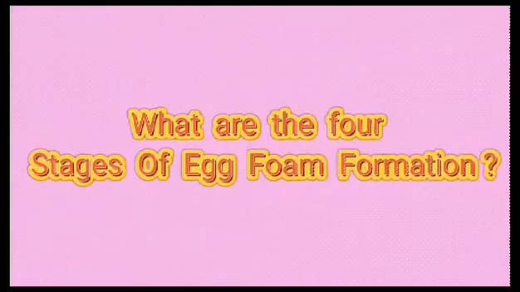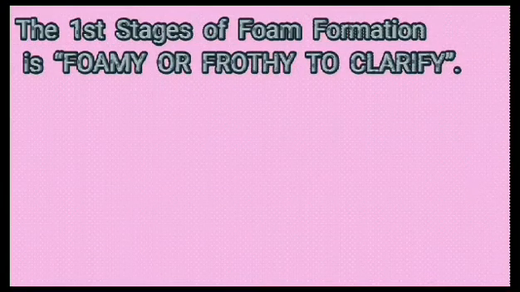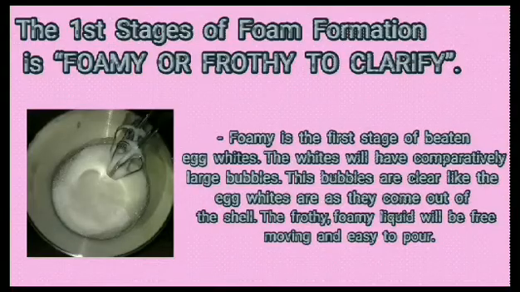What are the four stages of egg foam formation? The first stage of foam formation is foamy. Foamy is the first stage of beaten egg white. The whites will have comparatively large bubbles. These bubbles are clear, like the egg whites are as they come out of the shell. The foamy liquid will be free-moving and easy to pour.